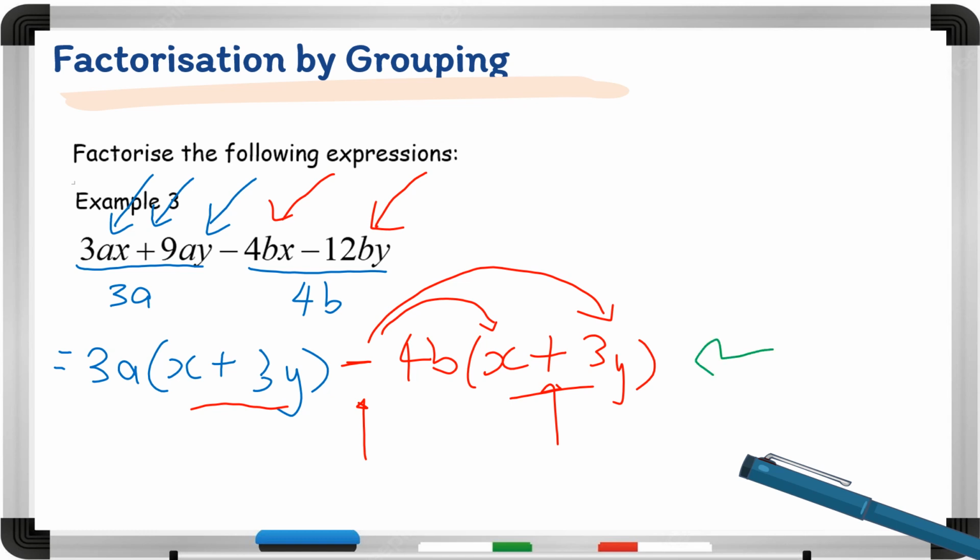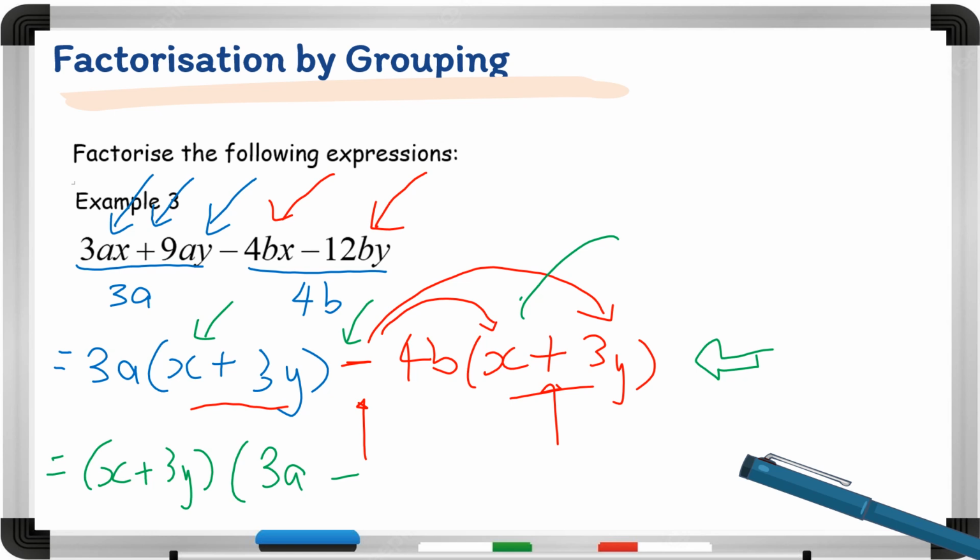For the last step, we are now going to take out the common factors. So we have two terms left. The common factor is x plus 3y. So for the first term, when we divide by x plus 3y, we'll be left with 3a. The operation is a minus. And for the second term, when we divide by x plus 3y, we will have 4b. And that's how we factorize by grouping.